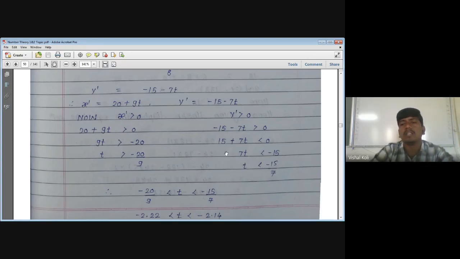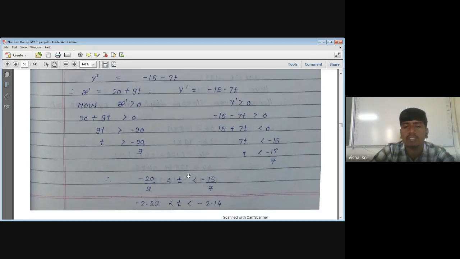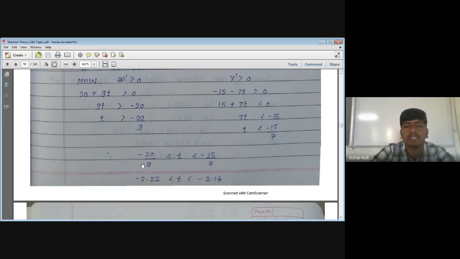Therefore the value of t lies between minus 20 divided by 9 and minus 15 divided by 7, which is nothing but minus 2.22 and minus 2.14. Now here t lies between minus 2.22 and minus 2.14, and we know that t is an arbitrary integer, but here we get decimal terms. Therefore in between these two terms, minus 2.22 and minus 2.14, there is no integer.